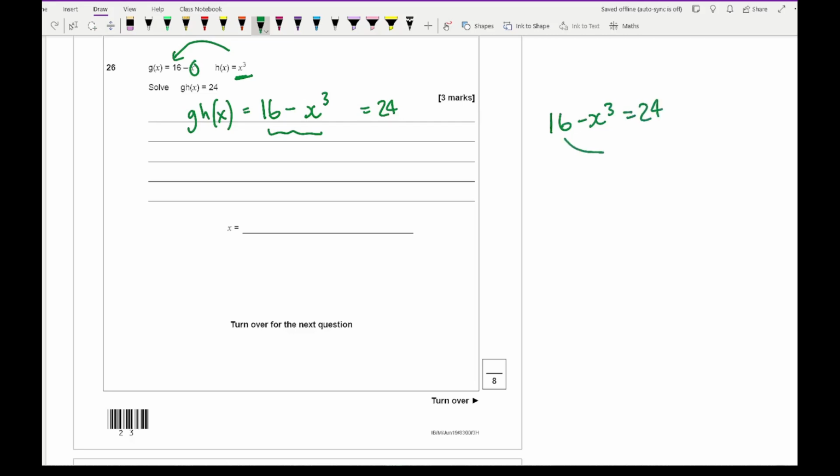So again, if I take the 16 over to the other side, I get minus x squared equals 8. And then I've just got to get rid of the negative. So I've got x cubed equals minus 8. And then x equals the cube root of minus 8. Now, although you can't square root a negative number, you can cube root a negative number, and the cube root of negative 8 gives me an answer of minus 2.